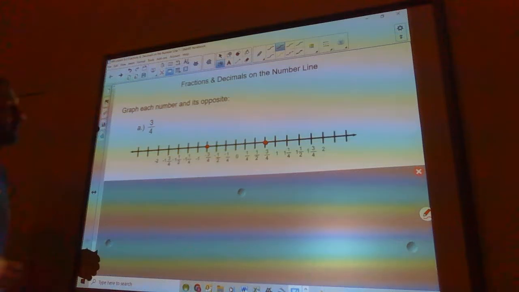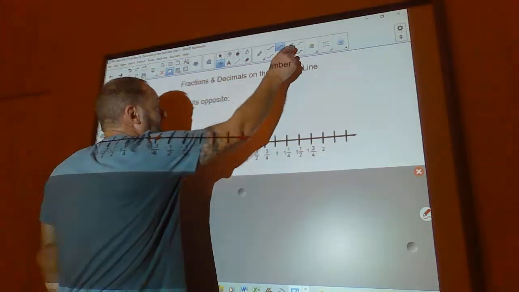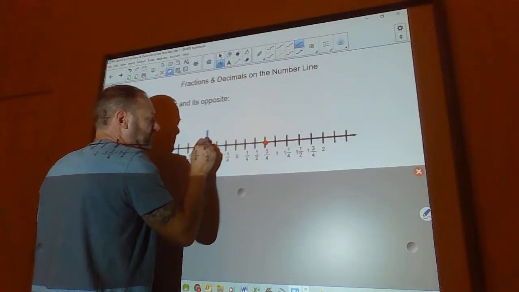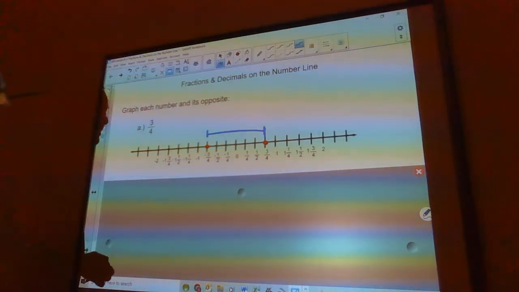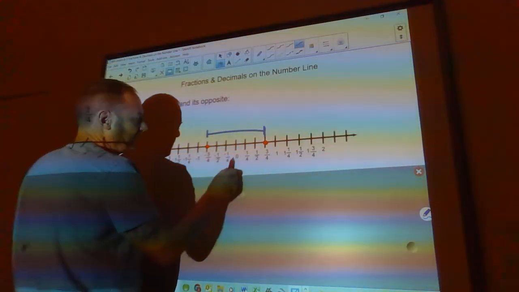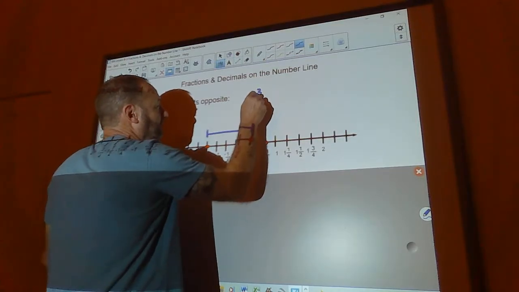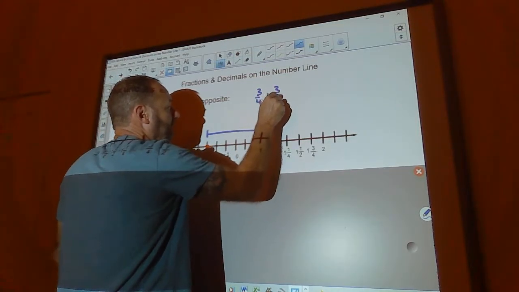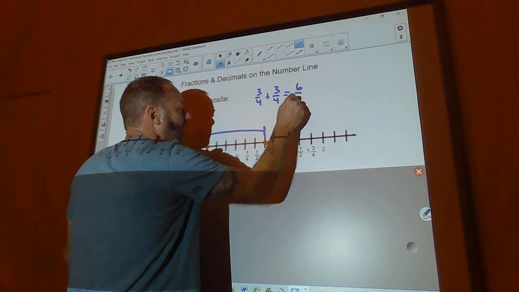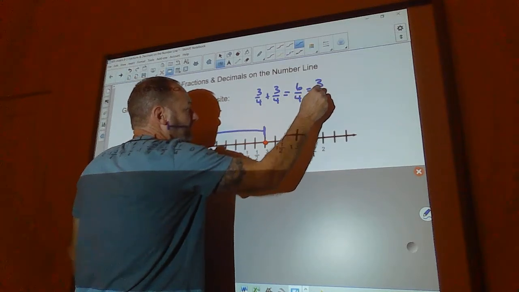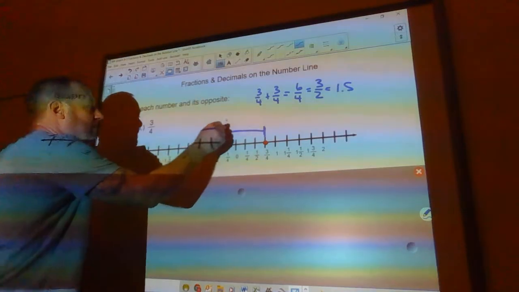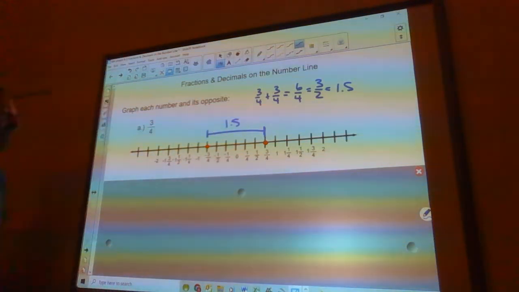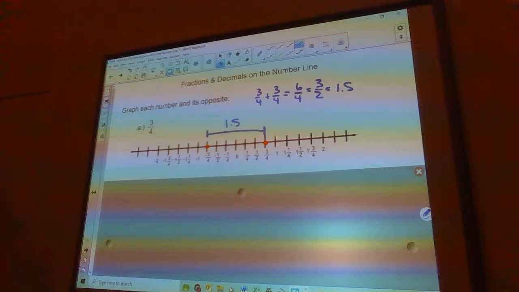Okay. Now, what's the distance between those two? So what's the distance from here to here? Well, that's going to be 3/4 from here to here, and another 3/4. So 3/4 plus 3/4. That's 6/4, which reduces to 3/2, which is 1.5. Okay. So no more difficult than doing other numbers.